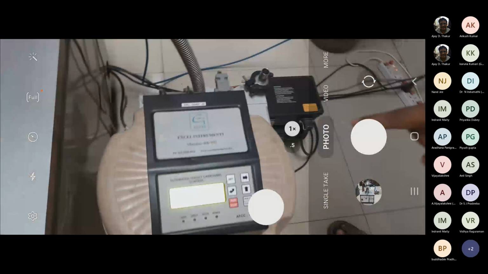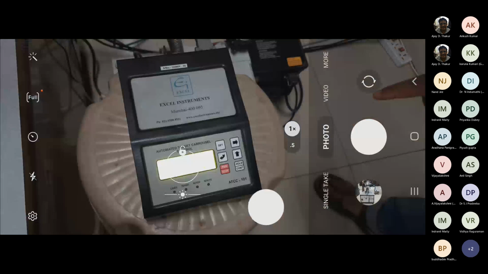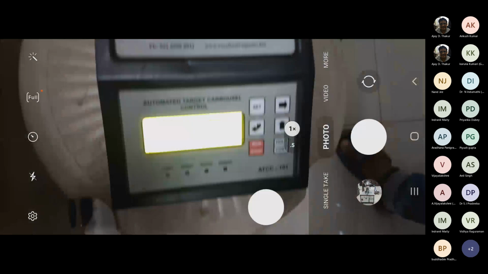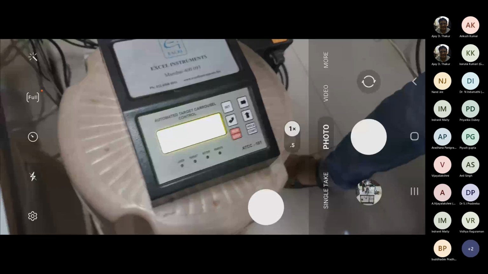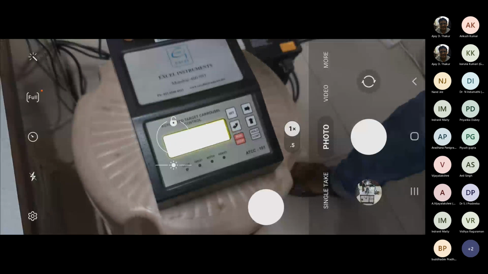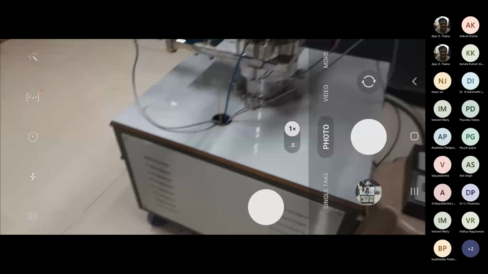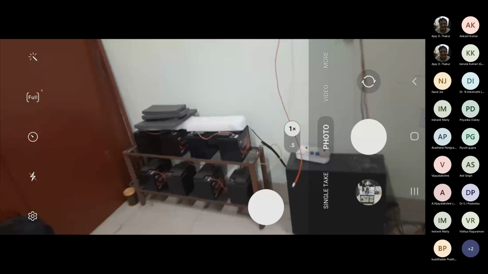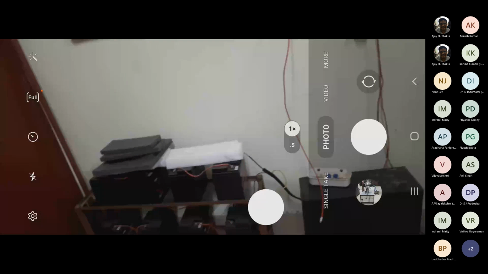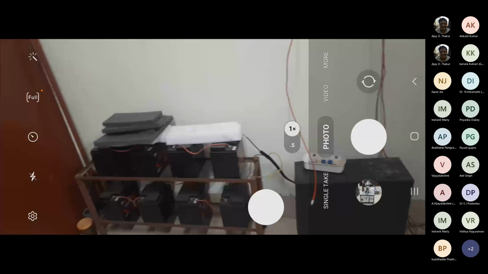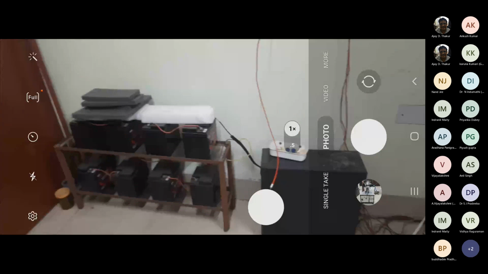So this is the rotation controller of the target carousel. I'll do the whole process after showing the instrumentation, and all the process will be discussed after that. I have just shown that for convenience. And then you can also see the UPS supply, which is kept for constant power supply to the laser. So all the instrumentation parts have been shown to you.